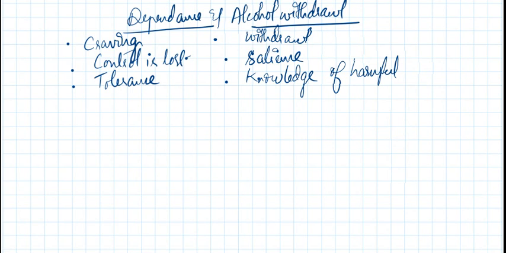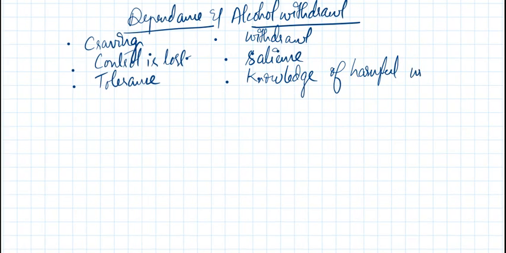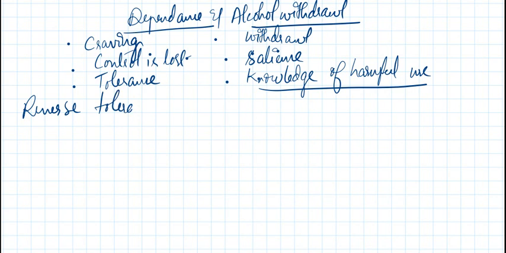So we are discussing dependence and alcohol withdrawal. Some of the things we most commonly see are craving, loss of control in the patient, tolerance, withdrawal, salience, and knowledge of harmful use. We also see a condition called reverse tolerance. What is meant by reverse tolerance? It's also known as sensitization or hypersensitization.